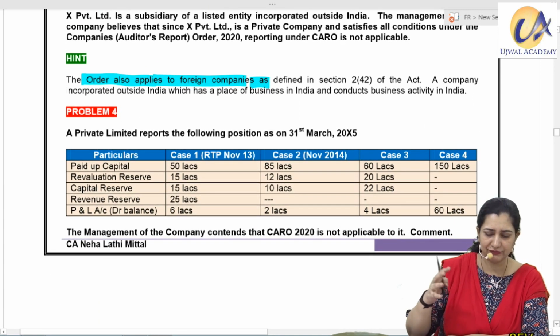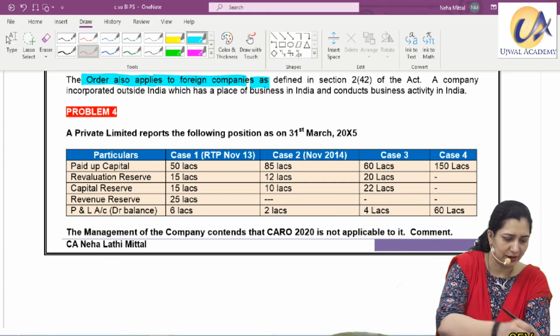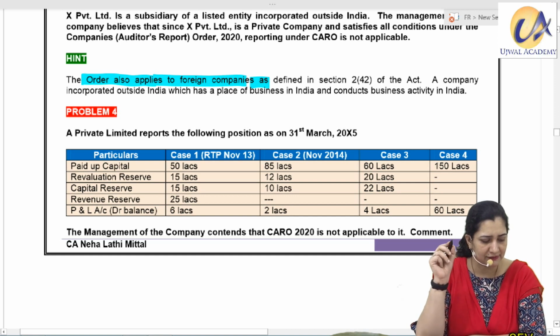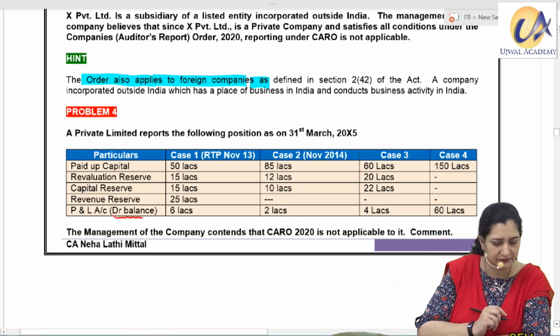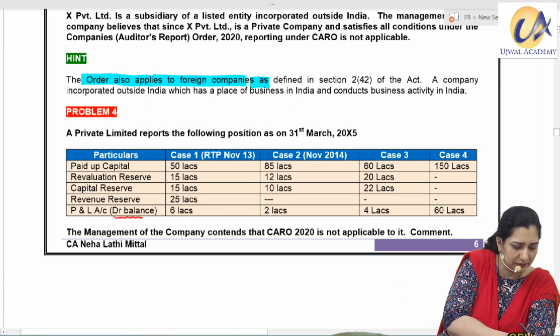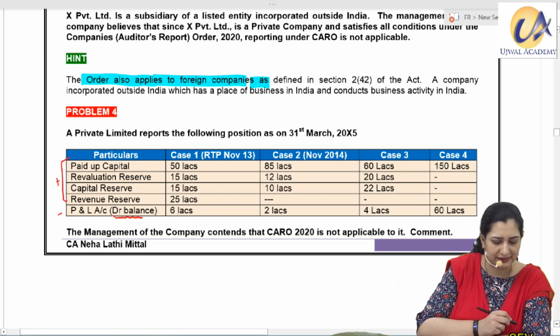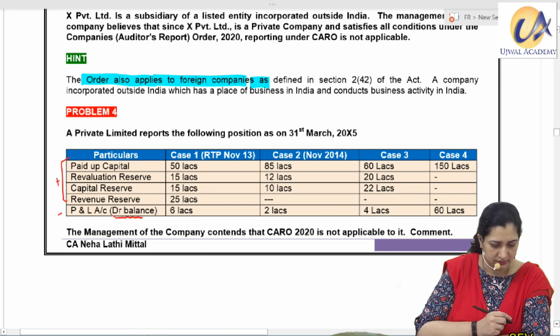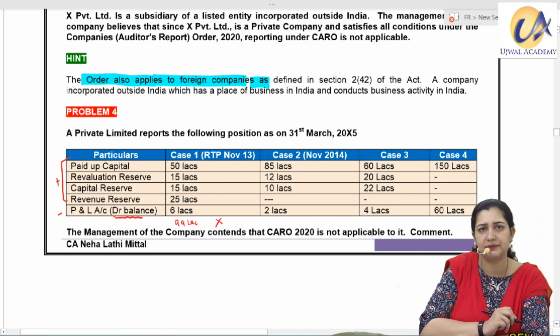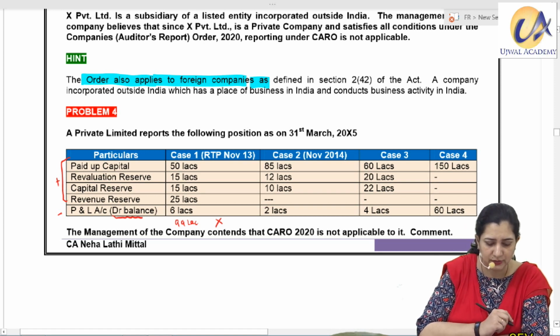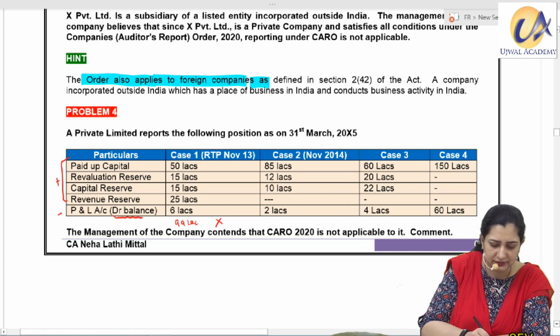Now here comes a private company, and we have 4 cases. First case, is CARO applicable or not? You have to say. Paid up capital, revaluation reserve, capital reserve, revenue reserve and P&L debit balance, that is a loss. So in the first case, we take the total: paid up plus reval plus capital plus revenue, you add all this, and only the P&L you minus, right? So you can check, the total is coming to 99 lakh, I guess. Is CARO applicable? Not applicable, less than 1 crore. Second one, applicable? Yes.